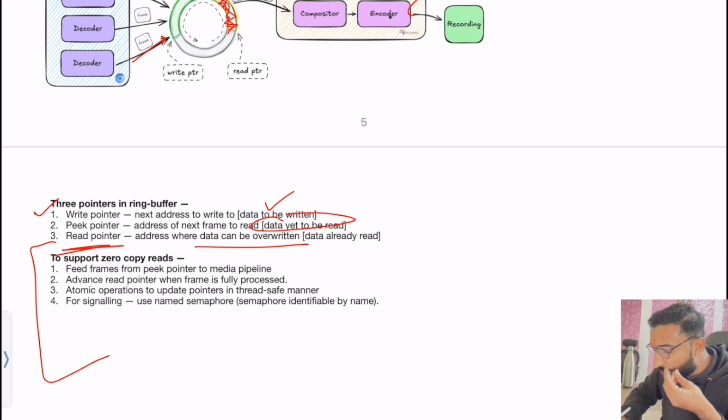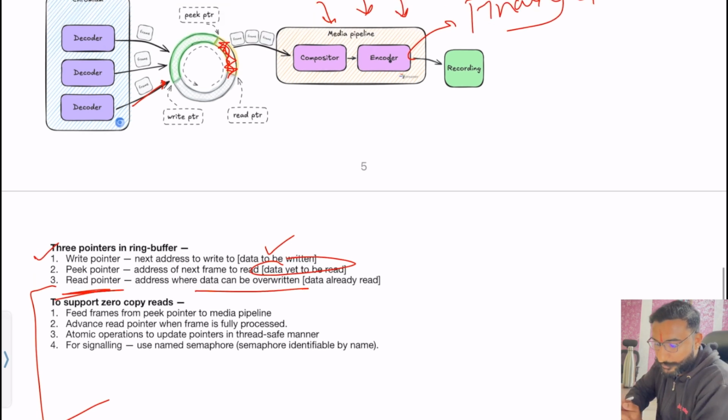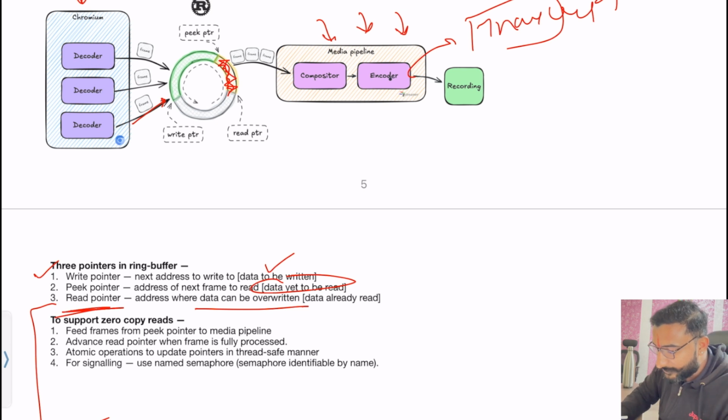Feed frames from peek pointer to media pipeline. Okay, advance the read pointer when frame is fully processed. Great, we already understood the use case of these 3 pointers. So you are feeding the frames from peek pointer to media pipeline. Advance read pointer when frame is fully processed. Let's say this frame is fully processed, which means the data is already read. In this case, you can advance this read pointer because it can be allowed for overwriting.